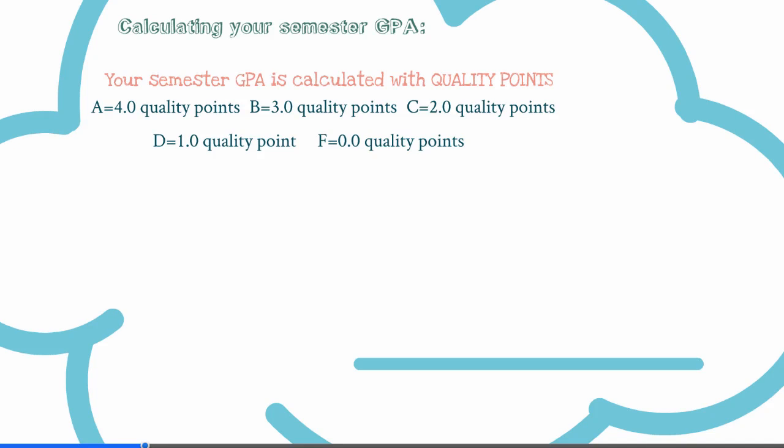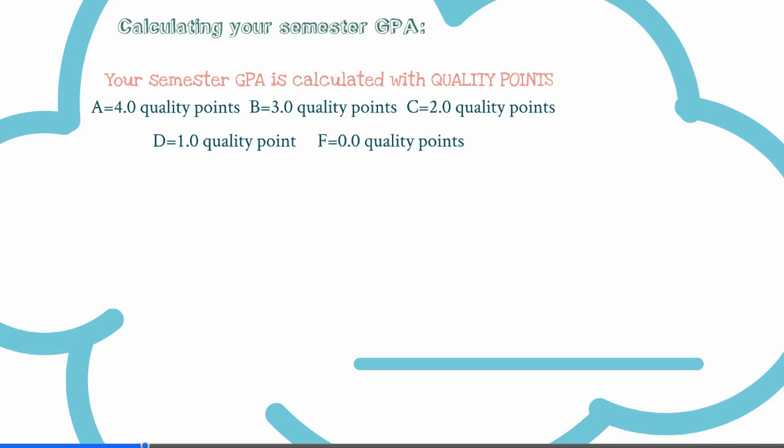You might be wondering how your GPA is calculated. Let's start with your semester GPA. That is the GPA that you earn in a single semester. All of your semester GPAs combined make up your cumulative GPA. Your semester GPA is calculated using something called quality points. Each letter grade is assigned a certain number of quality points. A's are worth 4 points, B's 3 points, C's 2 points, and D's are worth 1 point. F's, as you can probably guess, are worth 0 points.